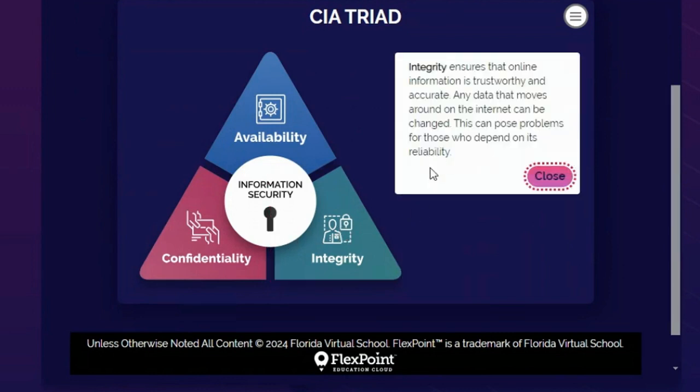Integrity. That ensures that online information is trustworthy and accurate. Any data that moves around the internet can be changed, and this can pose problems for those who depend on its reliability.